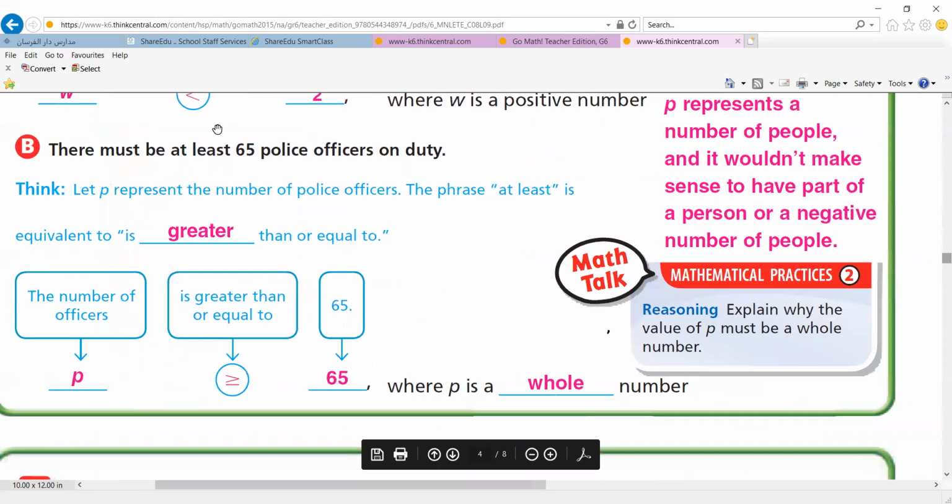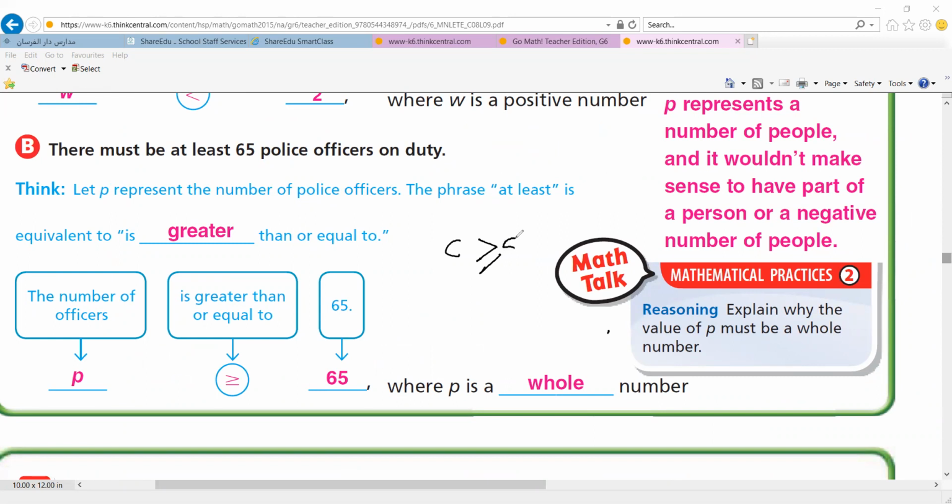When you see this word, at least, you have to put the sign of greater than. For example, I want to explain everything with chocolates. If I say that Ghalia must have at least 5 chocolates, at least 5 means she cannot have less than 5. She has to have 5 or more than 5, either 5 or 7 or 8. She cannot have 4. That's why I write C greater than or equal to 5.